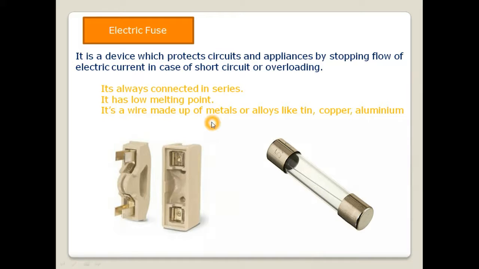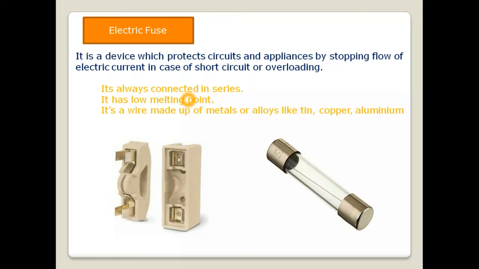Basically, it's a short length of wire, and that wire is actually made of metals or alloys, you can say, alloys of tin, copper, aluminum. And usually, what happens? Tin plated copper wire is used in fuses, and these fuses have a low melting point, have high resistance, and are always connected in series. They have higher resistance than the rest of the wiring in a house.